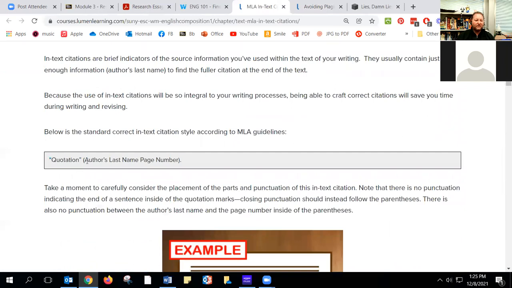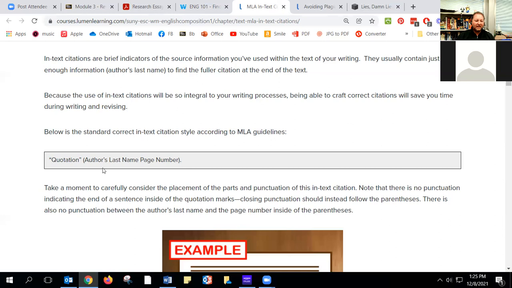At the end of the quote or at the end of the sentence, you'll have a parenthesis, the author's last name, a space, the page number that quote appeared on, close the parenthesis, and put the period at the end, all right? Just like that. If you have a paraphrase and you didn't include the information in the signal phrase, same thing. Author's last name, a space, page number, close the parenthesis, period at the end, right?